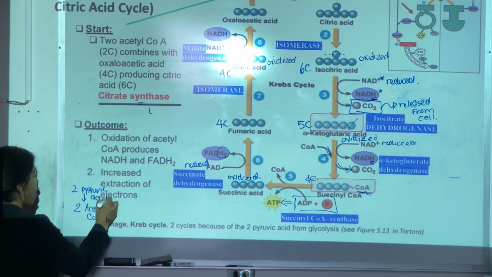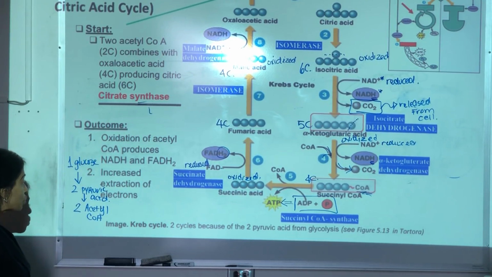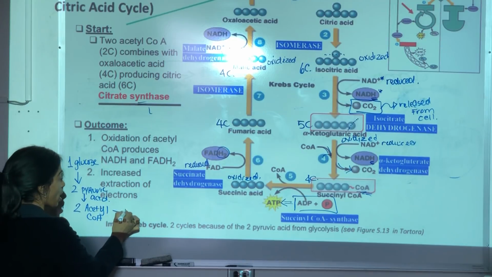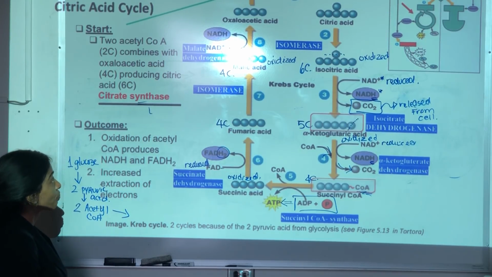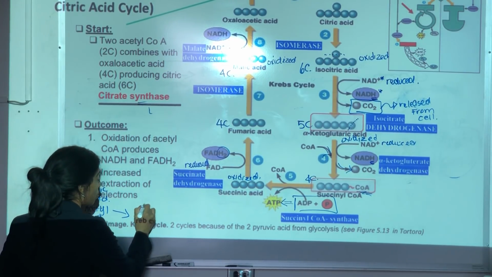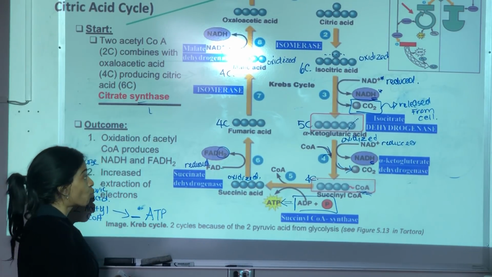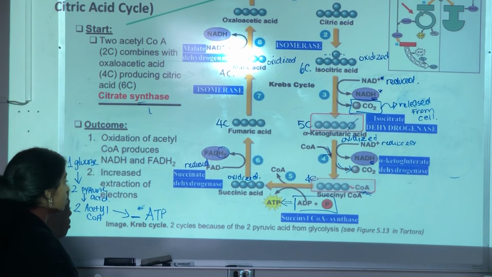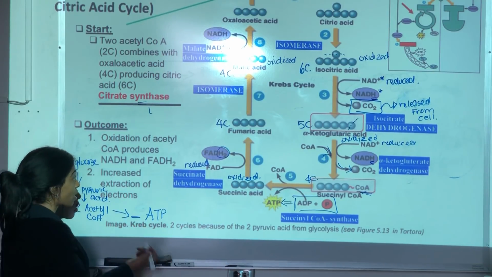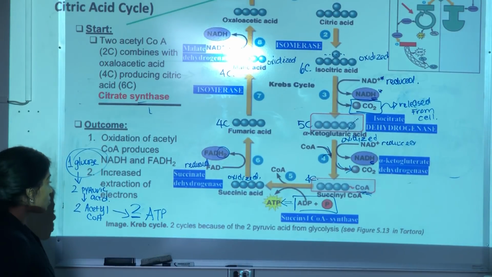And before it was pyruvic acid, it was 1 glucose. So eventually, the 2 acetyl-CoA will give us what? Okay, so what does it give us? Well, since this is 1 acetyl-CoA, how much ATP would we have at the end of this step? Right, so if 1 acetyl-CoA gives us 1 ATP, that means after the Krebs cycle of 1 glucose, we will have 2 ATP.